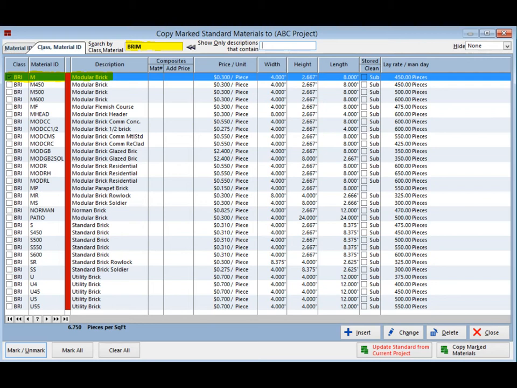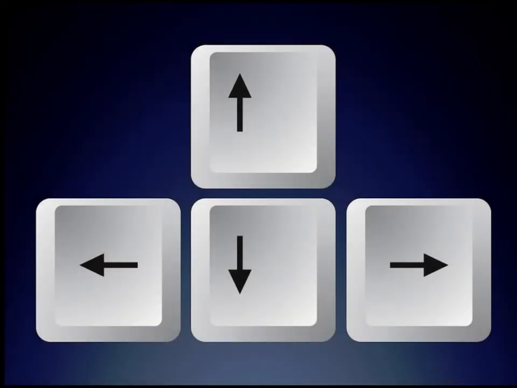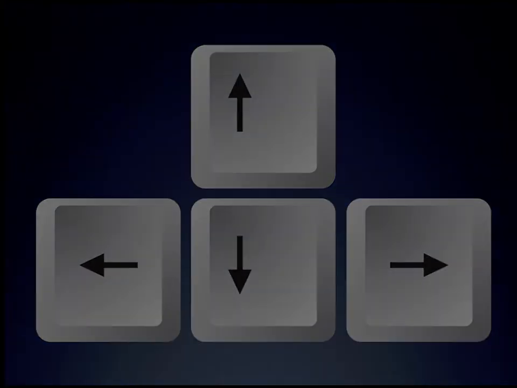Now you will need to mark your material to be brought into the project. Left-click on the checkbox located to the left of the class and material ID. If done properly, a check mark will appear in the checkbox. Mark the modular brick now. Note: you can also move through your material database by using the down and up arrows located on your keyboard.